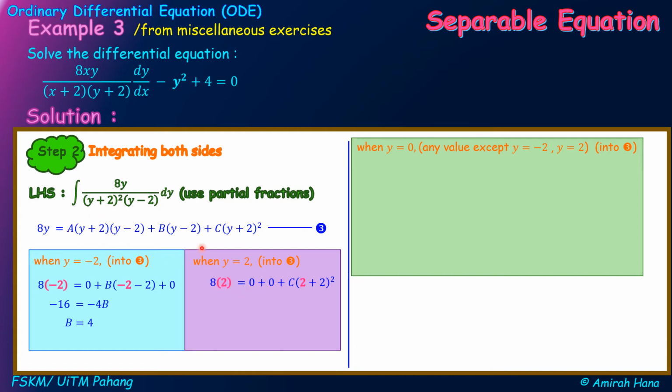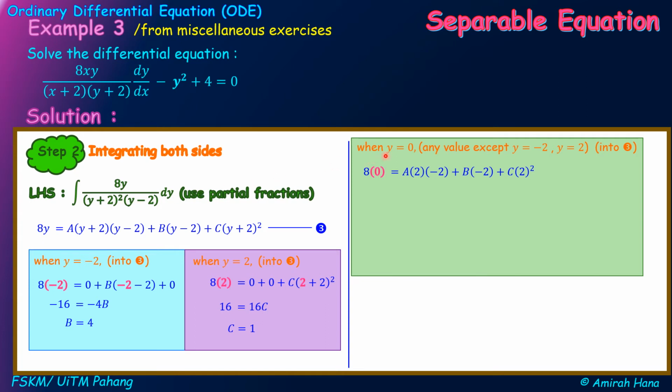Alright, and then plus, now we still have the factor y minus 2. When we substitute 2 for y here, we get 0, so 0 times b equals 0. Alright, and then plus c, and we substitute 2 for y here, so we have 2 plus 2 squared times c. Then we simplify, so we have 16 equals 4 squared, which is 16, so we have 16c. So c equals 1.